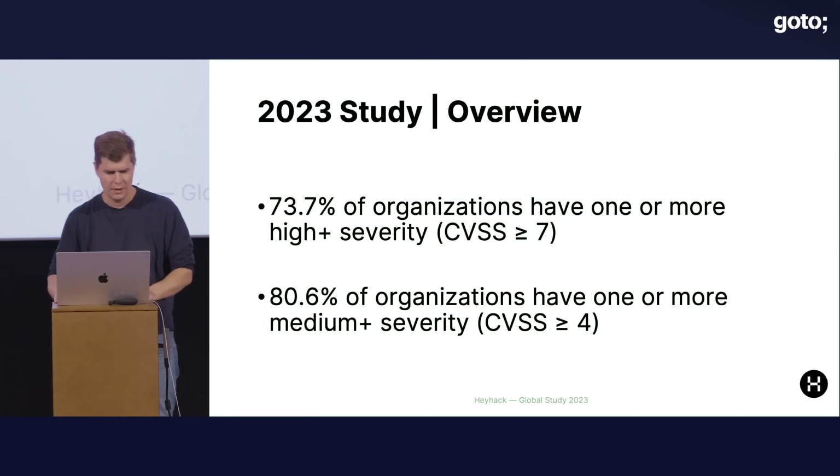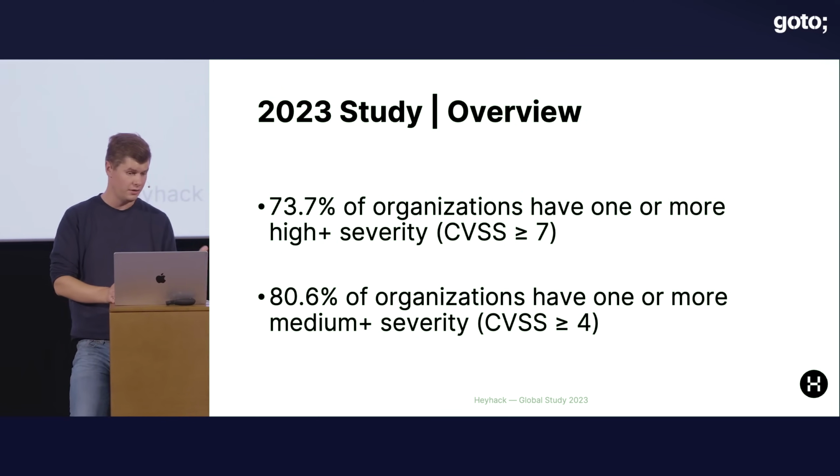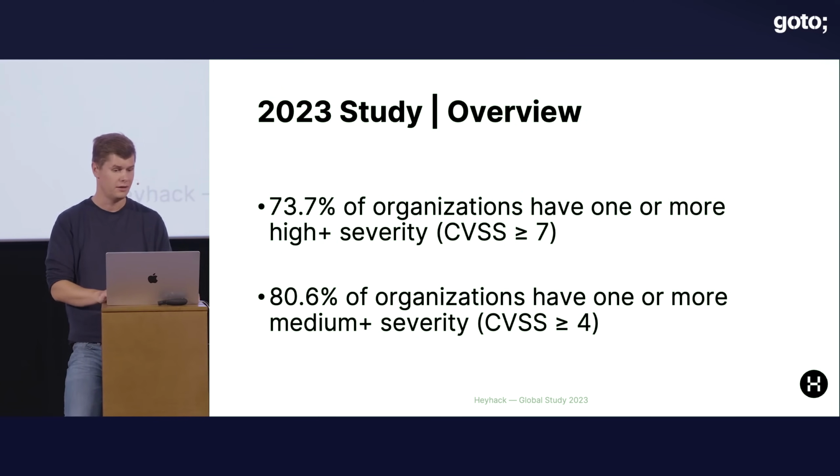And in conclusion, about 3/4 of all organizations have an issue with a severity higher than 7. And you can use this 7 as a guideline. If it's higher than 7, you need to do something about it right now. And if we lower the threshold to 4, it's about 80% here.